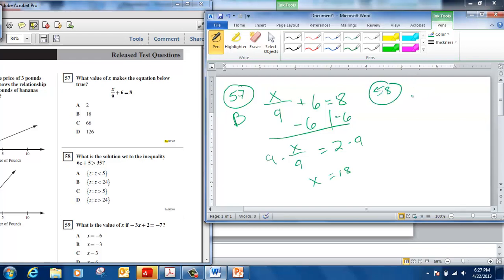Okay, so 6z, and you can just pretend that it's an equal sign, plus 5 is greater than 35. So this is an addition. So to undo addition, I have to subtract. So minus 5, minus 5. Bring this down. I'm left with 6z has to be greater than 30. And then I divide because it's multiplying, so I have to divide by 6. z has to be greater than 5. So your solution for that is going to be C.